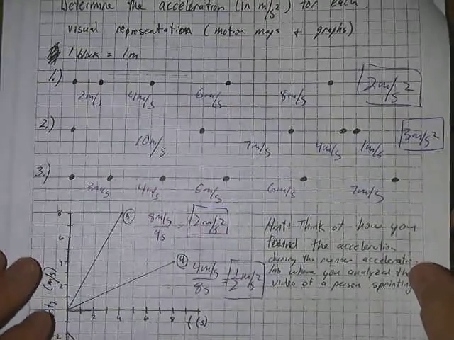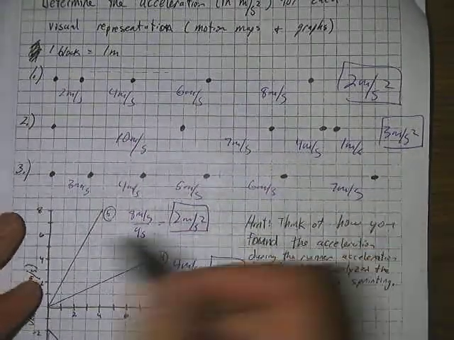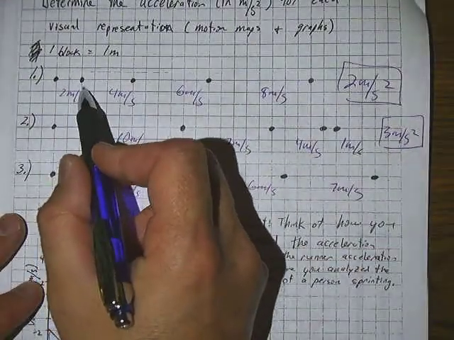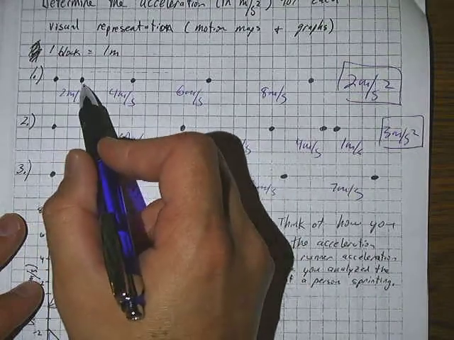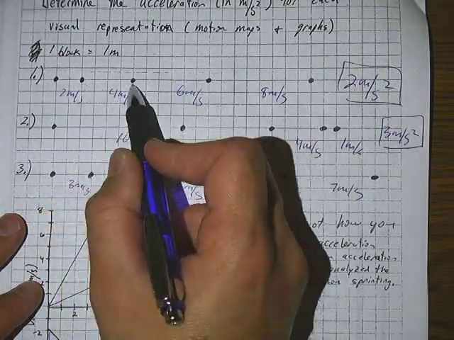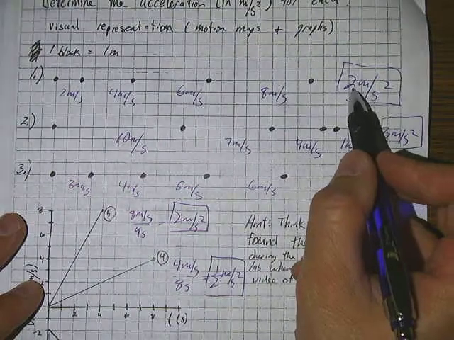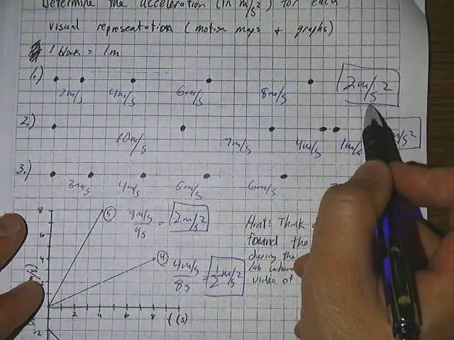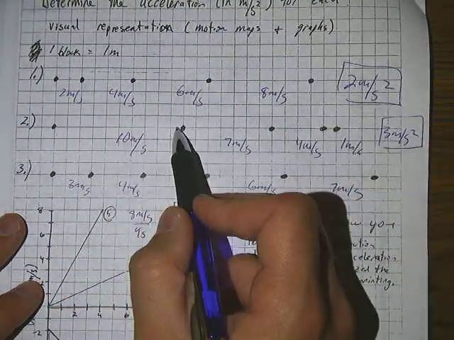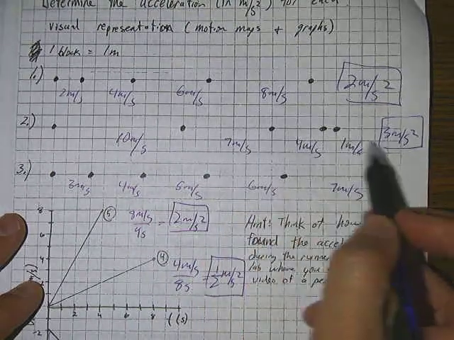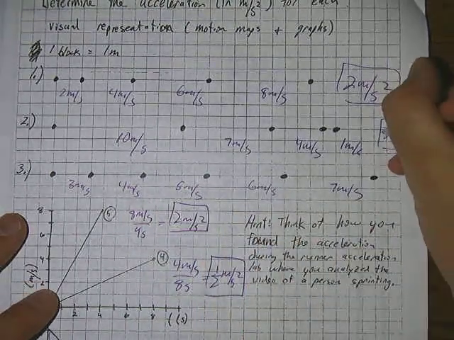Okay, let's go to the last page. So the idea here, and maybe it wasn't super clear on the worksheet I made, but find the velocity at each point. You're covering 2 blocks, so that's 2 meters a second, then 4, then 6, then 8. You're increasing by 2 meters a second every second.